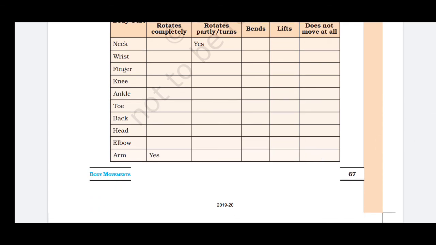Similarly, you should try to complete this table by the next lecture. In the next lecture, we will move further in this chapter.